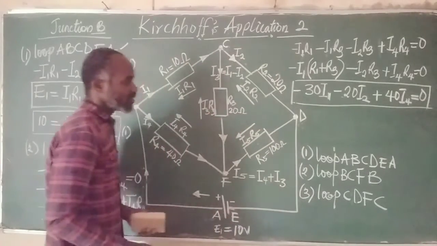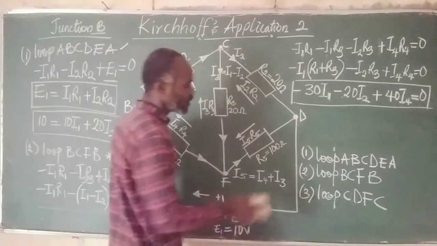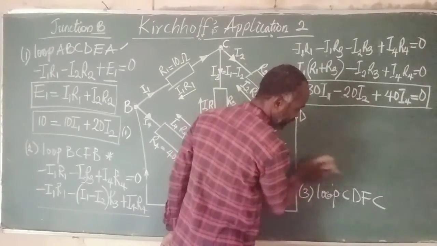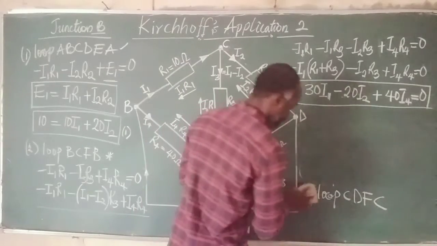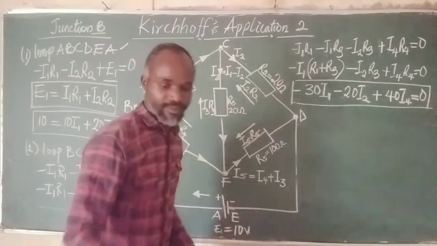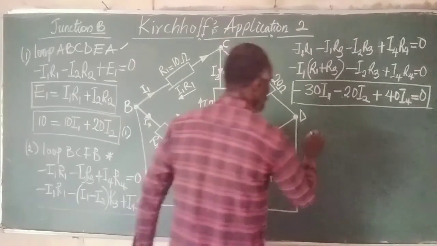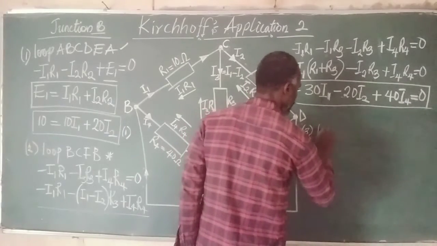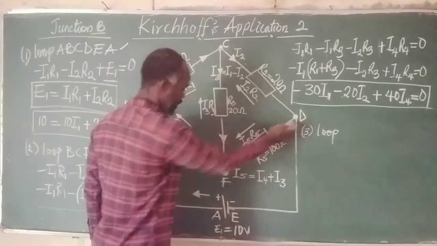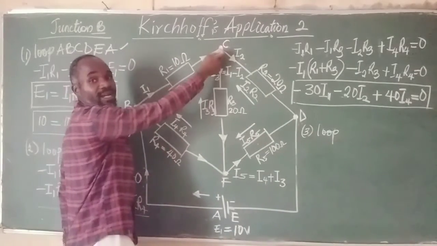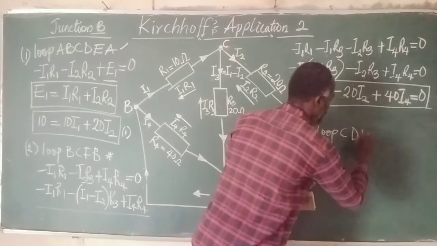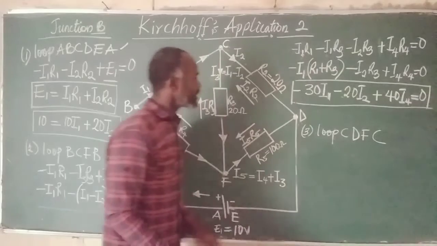And we are done. So our next loop for consideration is loop CDFC. So we're going to look at loop CDFC. Okay? I need chalk. So the third loop is CDFC, right? That's what we're going to do. CDFC. Let's see what we do.